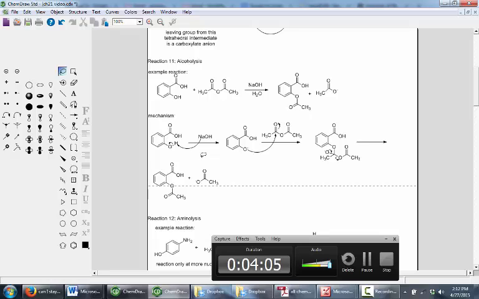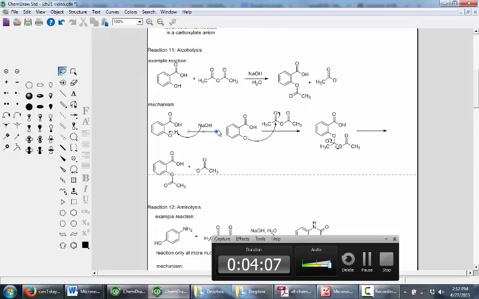So let's go through the mechanism. Again, this is not going to surprise you. Hopefully this will not surprise you. The first step is to form an O-, this is a phenoxide in this case, anion, by treating the alcohol with the base. This is a great nucleophile. It will attack this carbonyl, push up the electrons, form this tetrahedral intermediate.